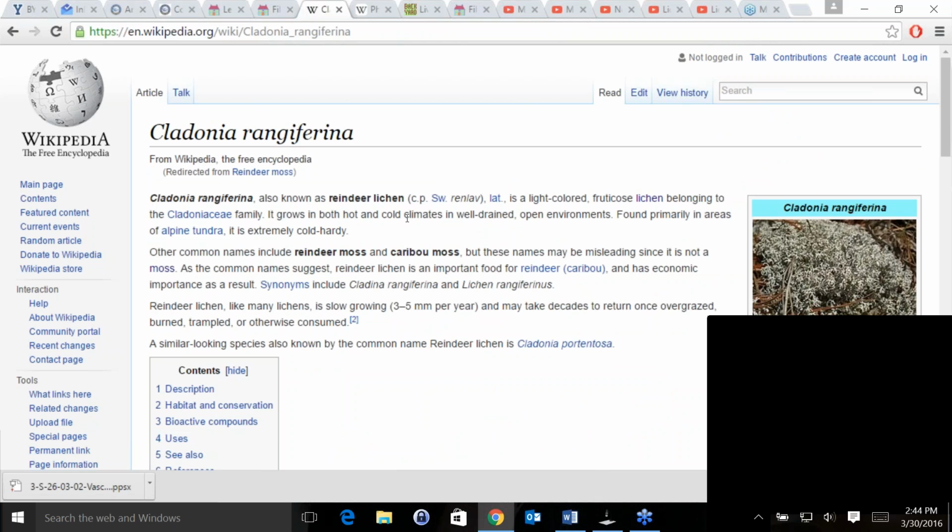Cladonia, also known as reindeer moss, is a light-colored fruticose lichen. Oh, so this is a lichen. Many lichens have the common name moss in them, but they are not moss at all. They are actually lichens. Okay, so the reindeer moss is a lichen. It grows in both hot and cold climates, found primarily in areas of the alpine tundra, and is extremely cold hardy.